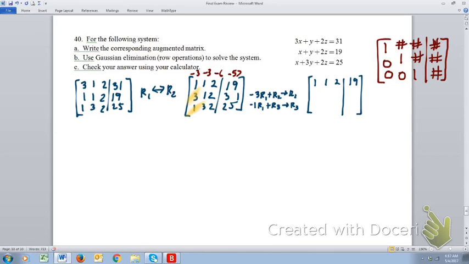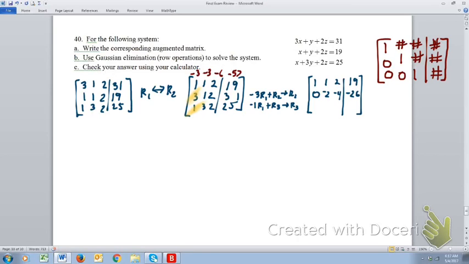So negative 3 and 3 is 0. Negative 3 and 1 is negative 2. Negative 6 and 2 is negative 4. And negative 57 and 31 is negative 26.